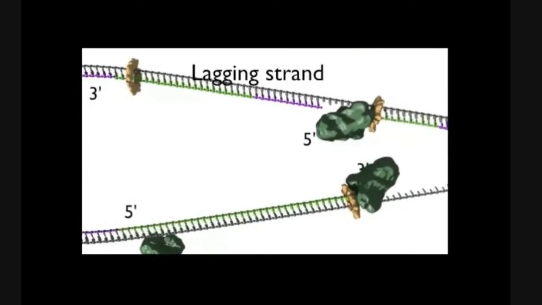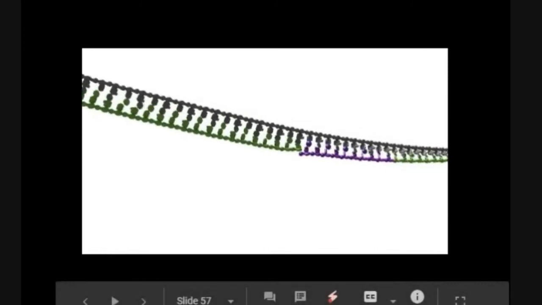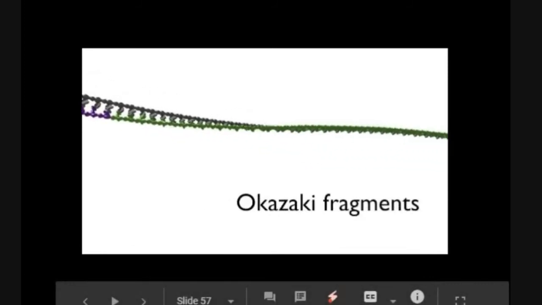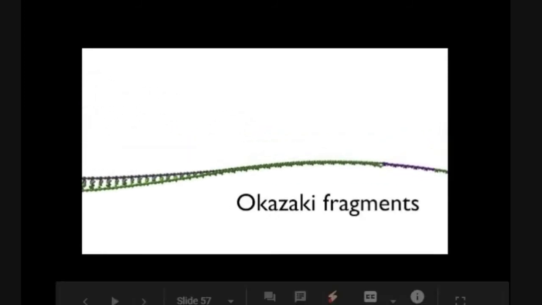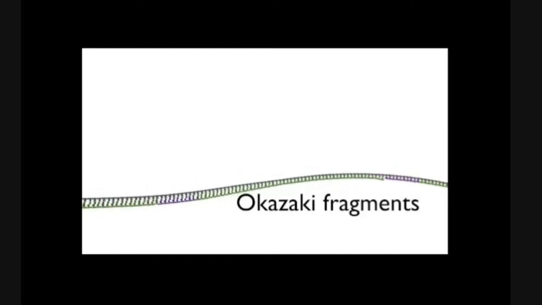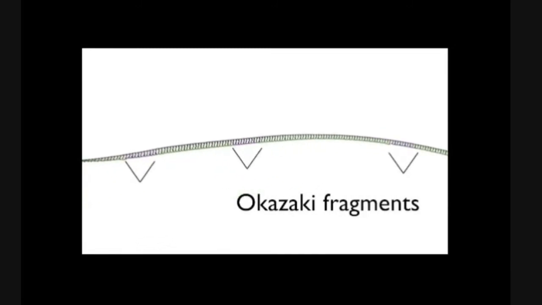Synthesis is discontinuous. The short stretches of DNA that are made on the lagging strand are called Okazaki fragments after their discoverer. During the course of replication, these fragments are stitched together.